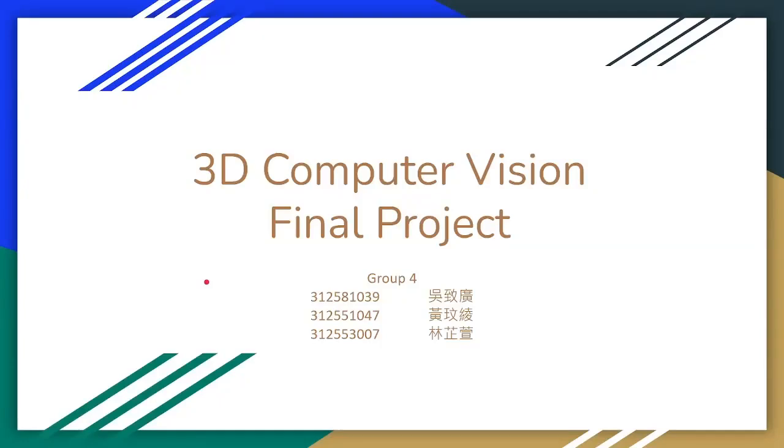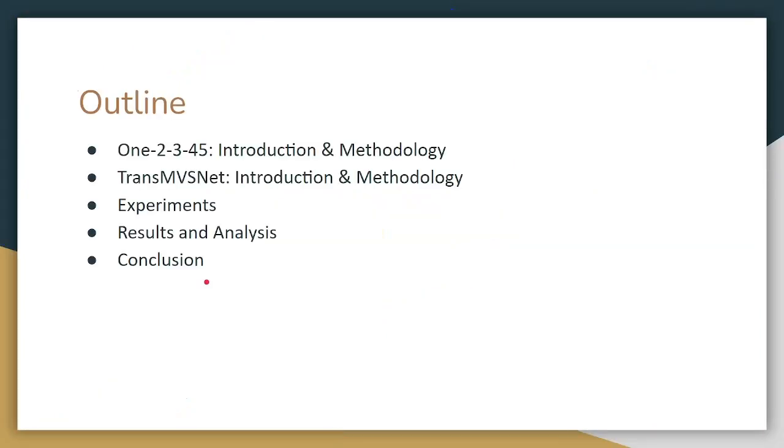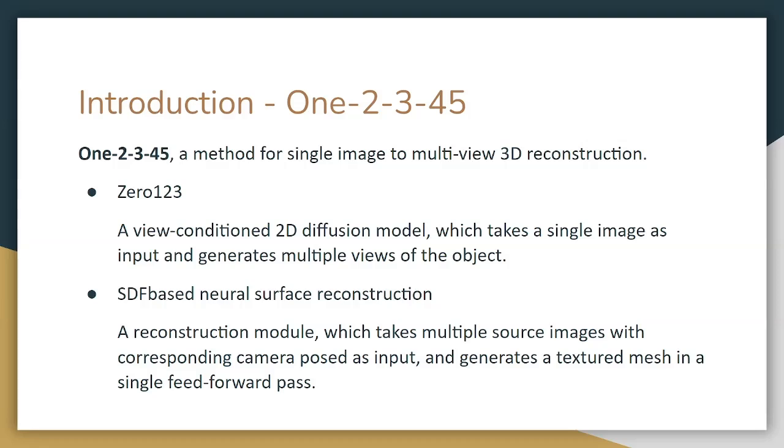Hello everyone, we are group 4 and this is the outline today. First, we're going to introduce One-2-3-4-5, which is a technique for converting a single image into a detailed 360-degree 3D texture mesh. And the other model used in our project is TransMVSNet, which is a multi-view stereo transformer model.